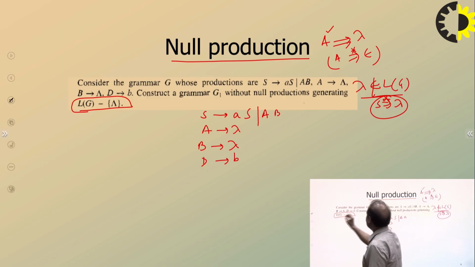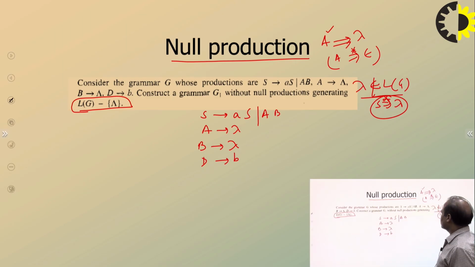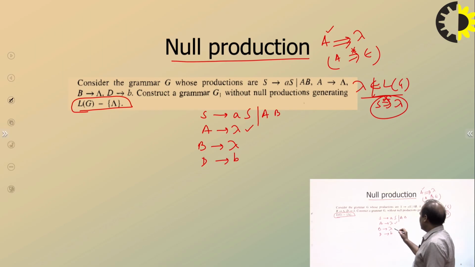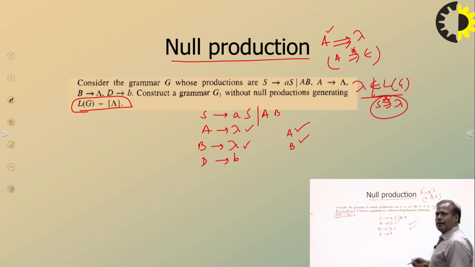Lambda is already excluded from this. Find production. So in the first attempt, find out the production rules which directly derive the lambda production. So A goes to lambda qualifies into this category and B goes to lambda qualifies into this category. Clear? So from here A is a nullable variable and B is also a nullable variable. You have identified the nullable variables in the first attempt.